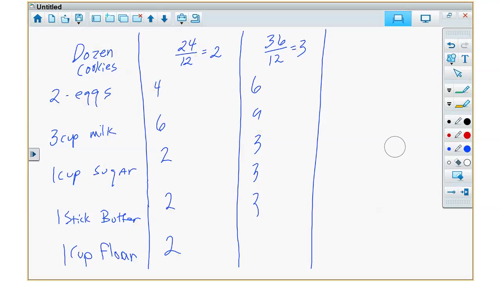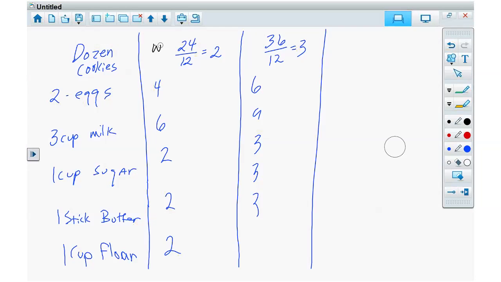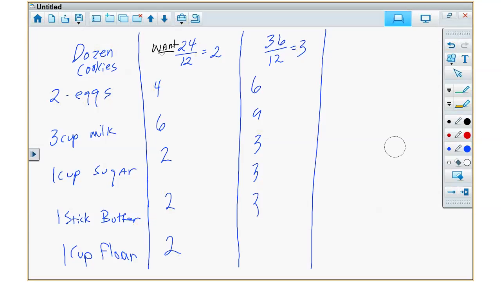Then what do I do if I want to make 24 cookies? Well, to get the multiplier, which is 2, I divide 24 by what? 12, sorry. 24 by 12. Because this is the number that I want, and this is the number that the recipe what?